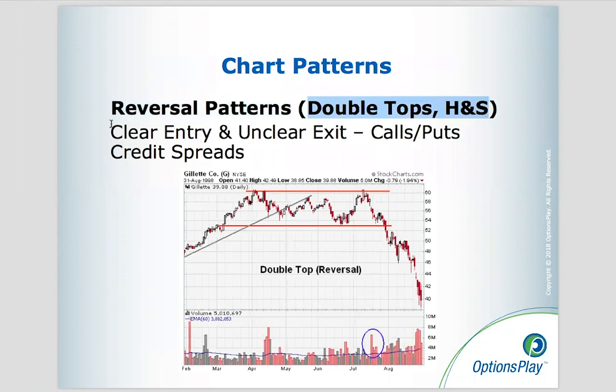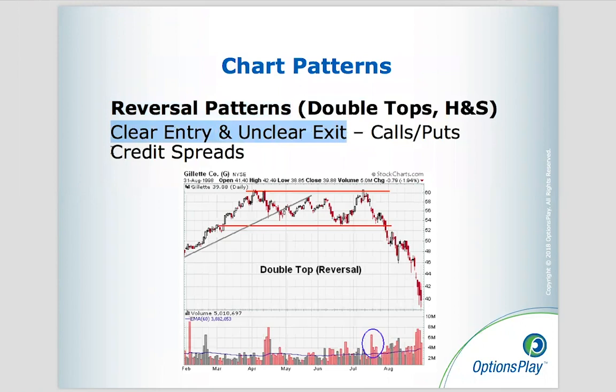This gives you two things. Number one, a very clear entry. However, the exit typically is unclear. So you have a double top. That means the stock will likely no longer continue going any higher. It's now going to reverse lower. The question is, how far lower it's going to go is typically unclear.